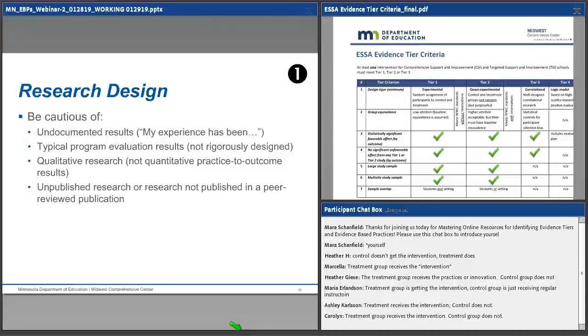and so often program evaluation results designed by state or local governments won't meet these tier requirements. Qualitative research that just describes or observes a certain phenomenon in education and maybe attaches categories to that will not meet the tier criteria. And finally, be very cautious of unpublished research or research that has not been peer reviewed. Again, all of these types of research very likely may not have the design embedded in them that would meet any of the criteria for tiers 1, 2, or 3 to meet that criterion 1, okay?